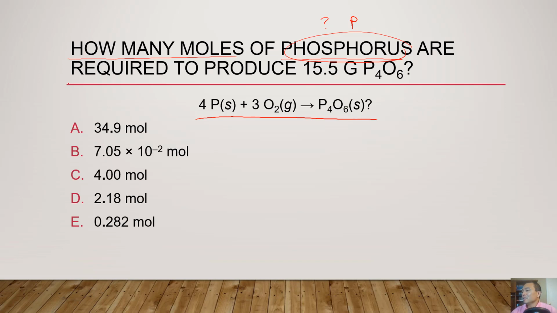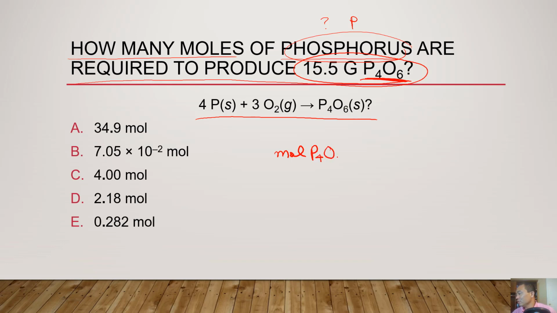Then we're provided grams of P4O6, that's tetraphosphorus hexoxide. Okay, so the key step is the molar relationship. Because P4O6 is known, you always write the known one first.